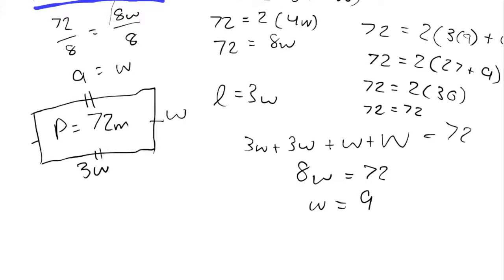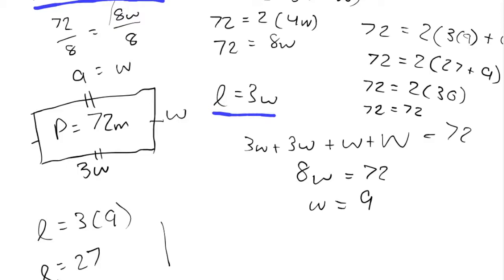Now, let's solve for the length. Solving for the length in this case is really simple. You remember how we said before that the length is 3 times the width? Well, all we have to do is just sub 9 in for W into the length equation, saying L is equal to 3 times 9. So 9, 18, 27. So the length is equal to 27.